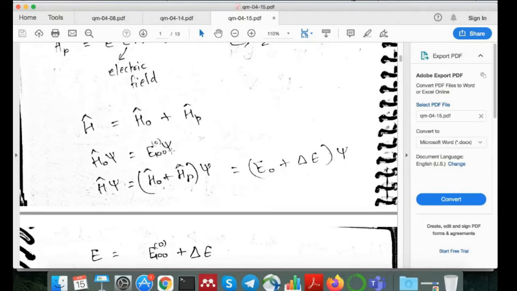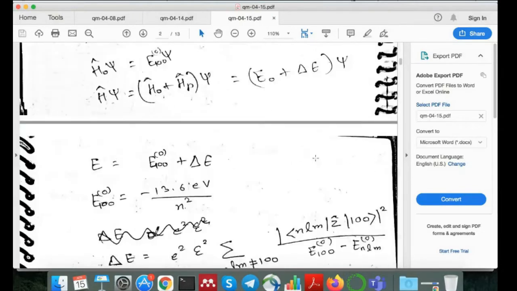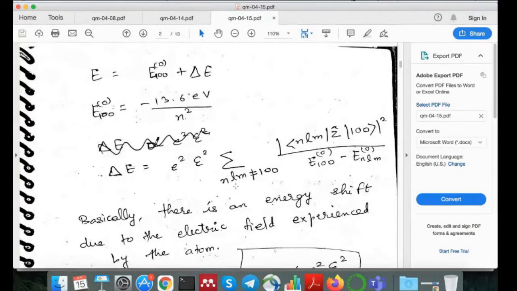There's nothing new here. Now, if you apply H psi, if you apply the full Hamiltonian to the wave function, which is nothing but H0 plus HP into psi, you will get E0 plus delta E into psi. And what is this delta E? This delta E is the additional term. E0 we already know, which is minus 13.6 electron volt, and if N is 1, then this is going to be 1. That is your E0. And delta E, this additional term, is basically this particular term.